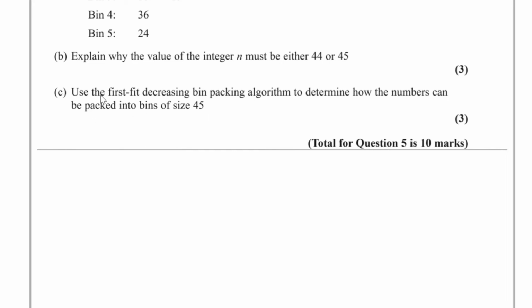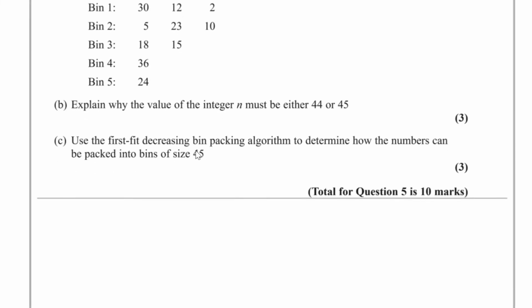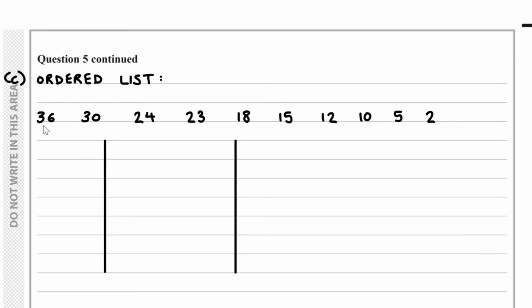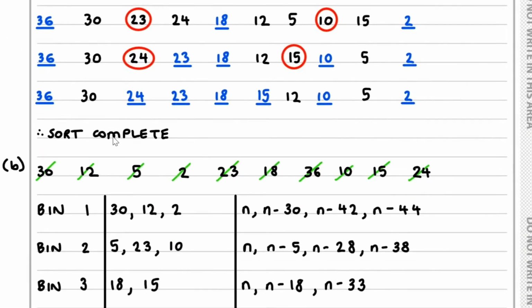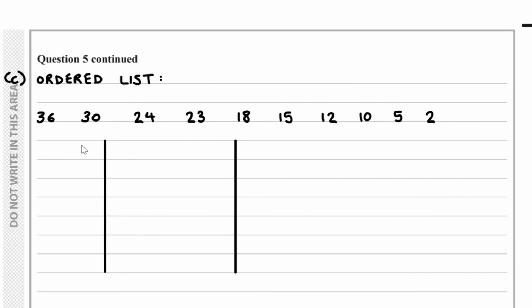Now for part C, we have to use the first fit decreasing bin packing algorithm to determine how the numbers can be packed into bins of size 45. So for part C, we need to use the algorithm to pack these items into bins. Now, if we go back to the question, we have to use the first fit decreasing bin packing algorithm, which is why I used the ordered list, which I found using my answer from part A. So, the bin size is 45.